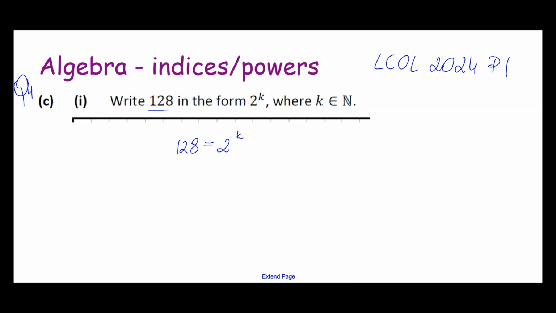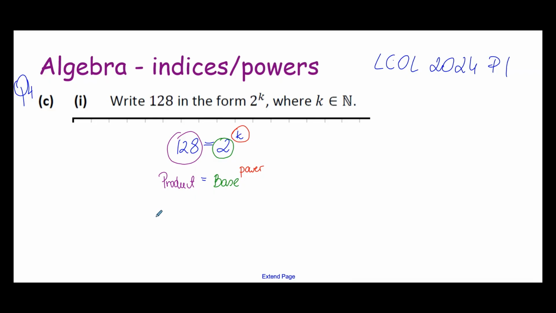First, let's identify what I have here. 2 is my base, meaning the number that is taken to the power of k. The outcome of that multiplication, because taking a number to a power basically means multiplying that number by itself a specific number of times, is called the product. So I have the product, the base, and the power. What am I looking for? I am looking for the power.